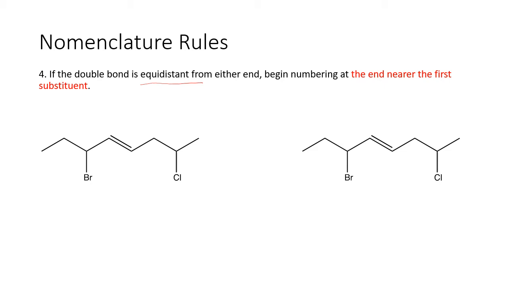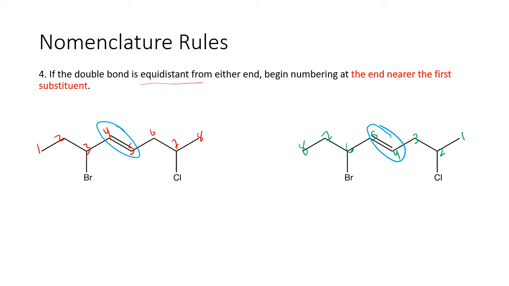But if you have to, like we do here, so if we go from the left, 1, 2, 3, 4, 5, 6, 7, 8. Here, numbering from the left, our double bond is in between positions 4 and 5. And if we start on the right, now we've got 1, 2, 3, 4, 5, 6, 7, 8. Okay, so our double bond still pops up in between position 4 and 5. So now we have to break that tie.